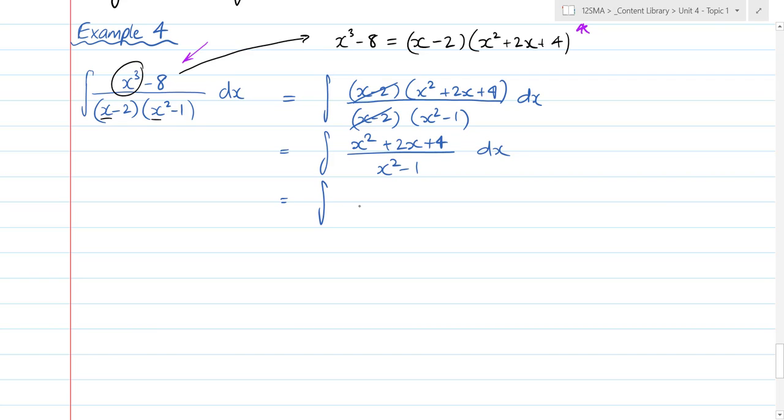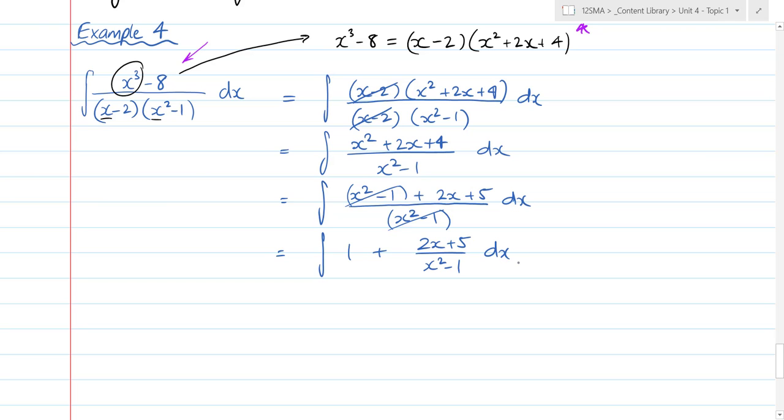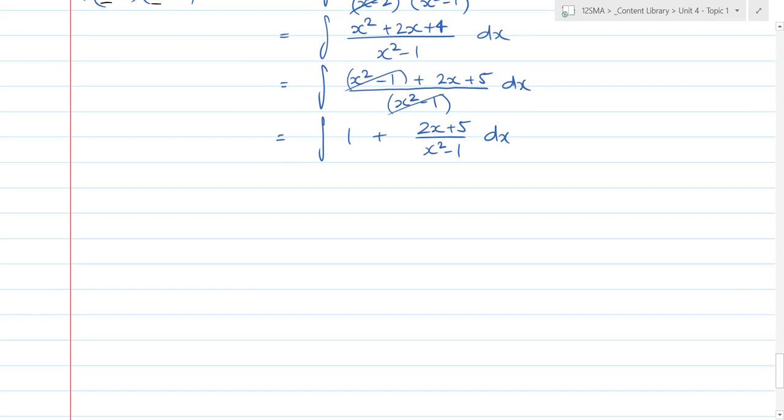So instead, I'm going to do this: x squared minus 1 on top, and I'm left with plus 2x plus 5, and that's over x squared minus 1 dx. And of course now I can cancel this out with this, and it leaves me with 1, and keep in mind how the cancelling out works. I've still got 2x plus 5 over x squared minus 1. There's not much I can do with that. And now we're down to the final simplification process. So that integral of 1 is going to be easy, but I'll leave it there because I need to do my partial fractions over here.